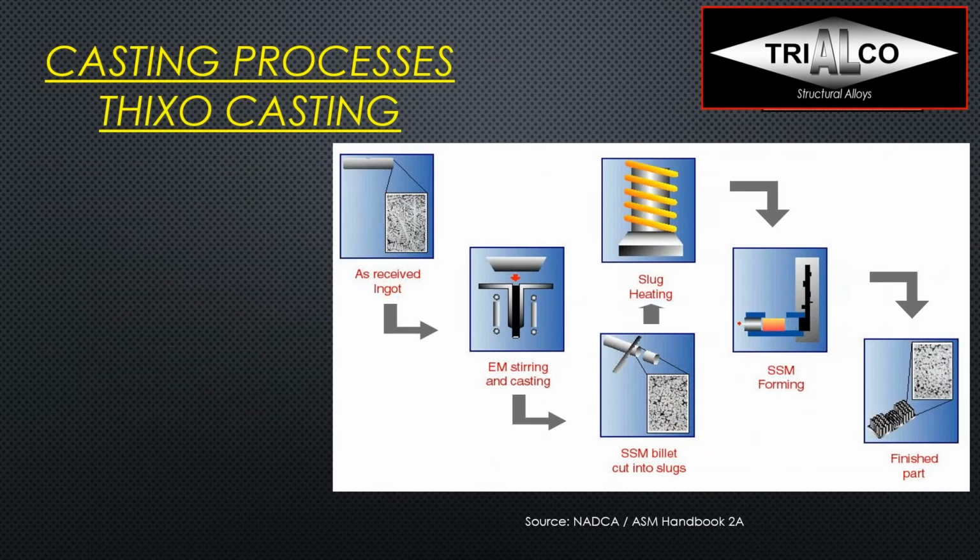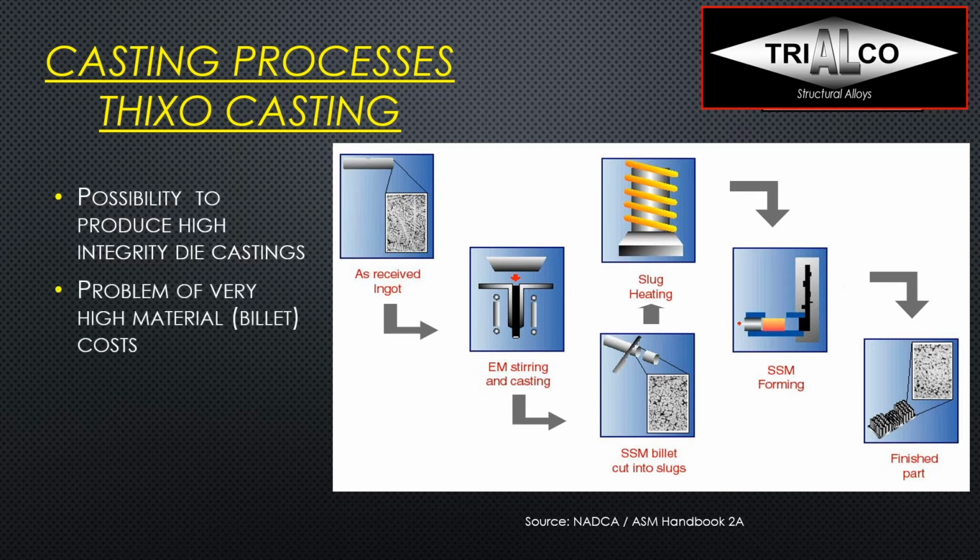If we look at the Thixo casting process very quickly, the ingot is received. It is then electromagnetically stirred and cast into a billet with a certain microstructure. This billet is then cut into slugs. The slug is then heated in a very controlled way so that it doesn't start melting on the outside while it's solid on the inside. So it has to be in a very homogeneous way. Now, while it's still a semi-solid slurry, you put it in the shot sleeve, which is open at the top, and then you slowly push the slurry into the die. The problem is really the very high material cost for the billet and the inability to recycle the material internally.